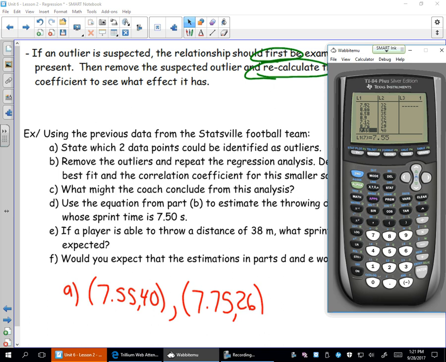So I'm going to use the word delete right at the top. Right here, delete. And then I'm going to go over and delete the 40 that goes with it. Okay, then I go back to my list and find the next one, 7.75. Delete, and the 26 that goes with it.